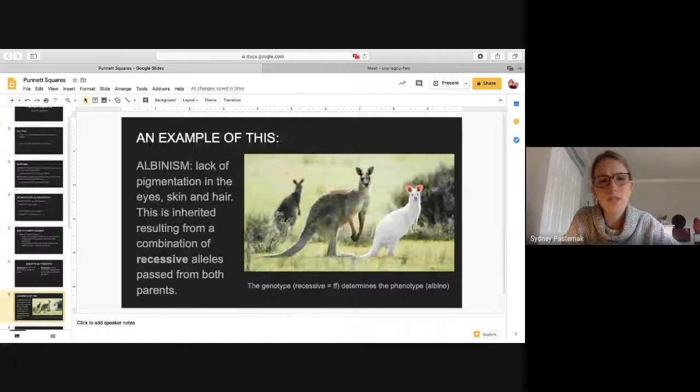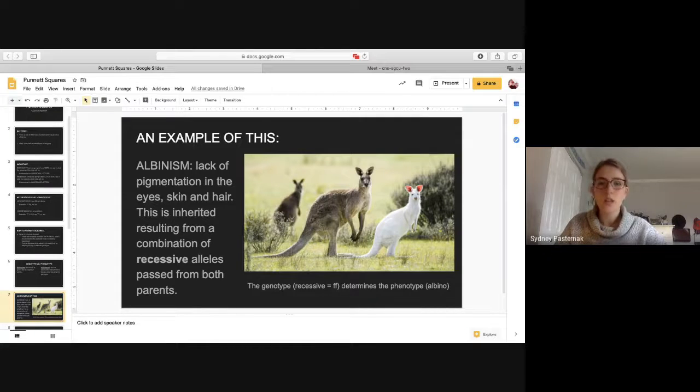And so an example of this is albinism. I'm sure you guys have seen that certain organisms have albino characteristics. I know that there are tigers that are albino, but I thought that this little kangaroo guy is pretty cute and worth showing. So albinism is the lack of pigmentation in the eyes, the skin, and the hair. And so this is inherited. It is inherited, resulting from a combination of recessive alleles passed from both parents.